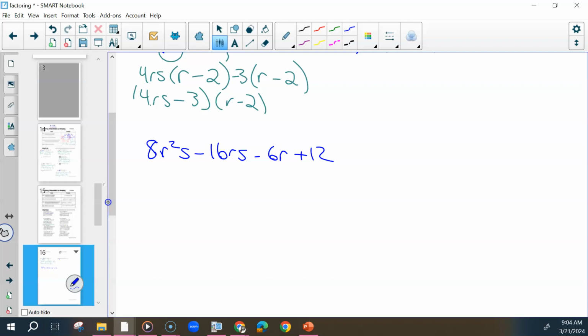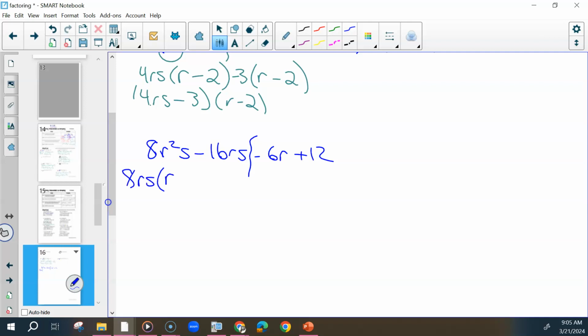So we're going to do this just like normal, and then I'm going to show you how we could have done it at the beginning. So split it down the middle. What do the first two have in common? R. Yes. 8R. 8R and S. There we go. 8RS. Divide that out. What's left?